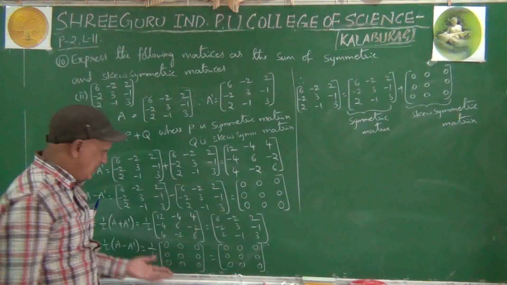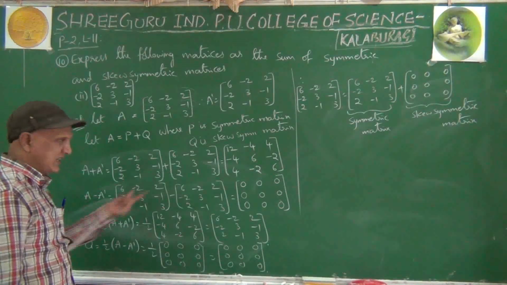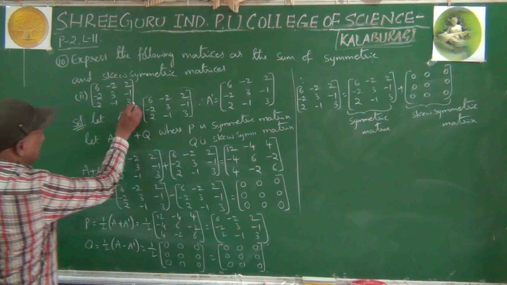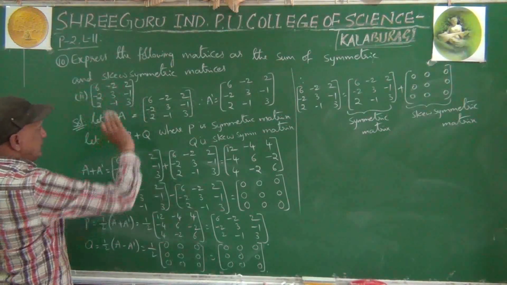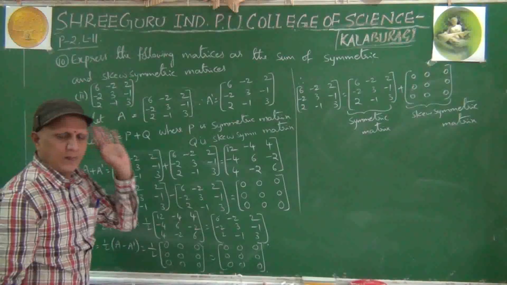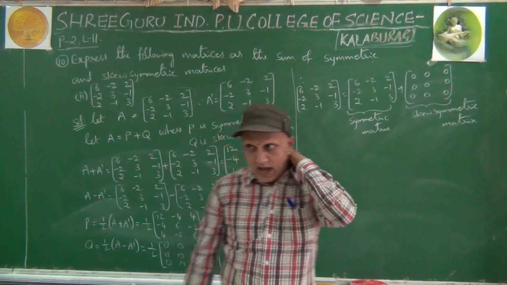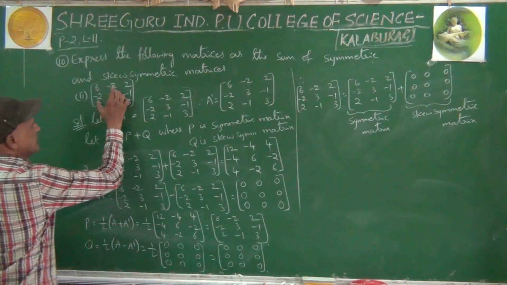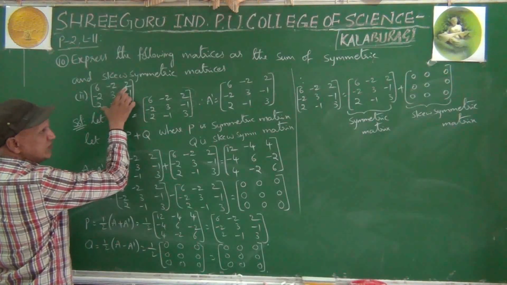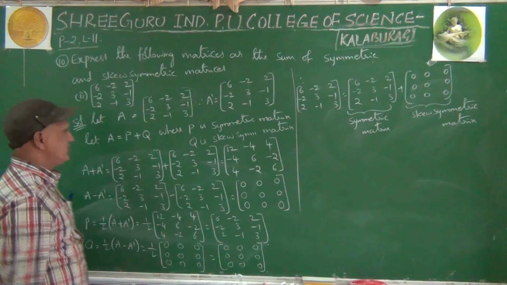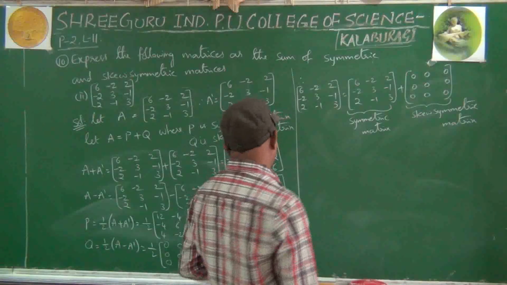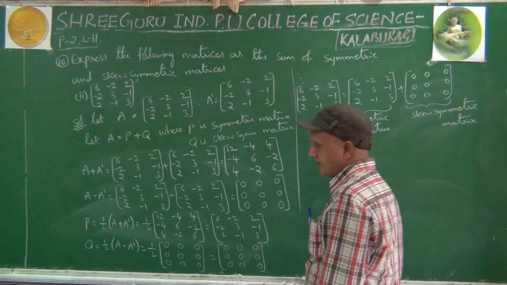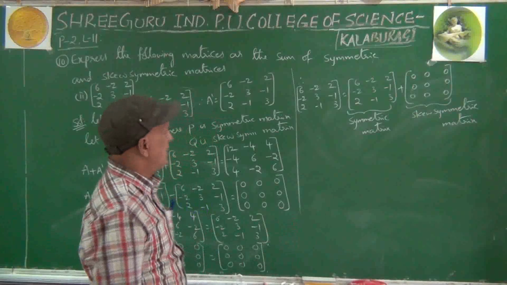Why did we get all zeros in A minus A dash? Because the given matrix itself is a symmetric matrix. Did you notice that? In a symmetric matrix, the diagonal elements can be whatever they may be. The non-diagonal elements, these two should be the same, yes; these two should be the same, yes; these two should be the same. So it is symmetric. That's why we got all zeros. Right? So this is the way of solving.